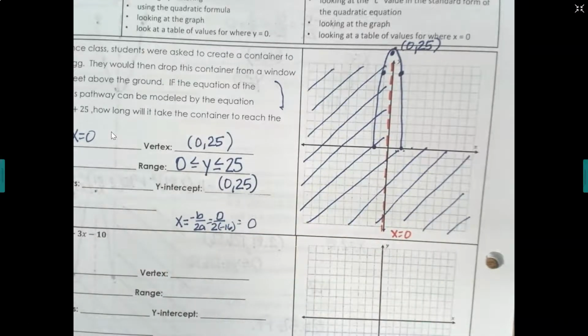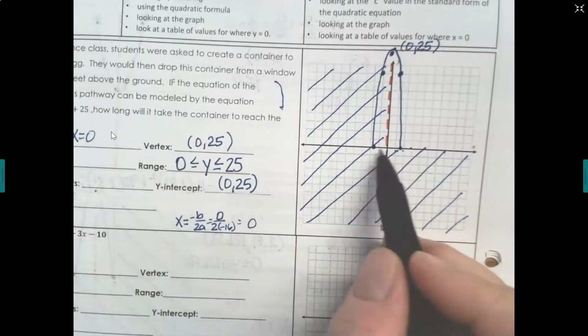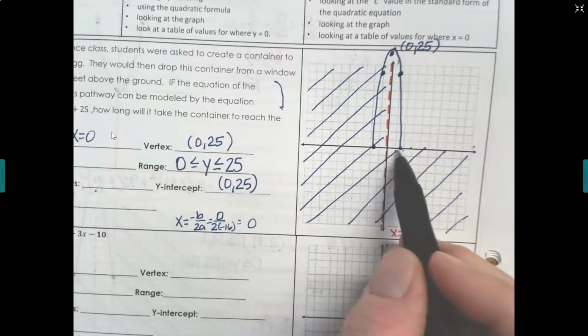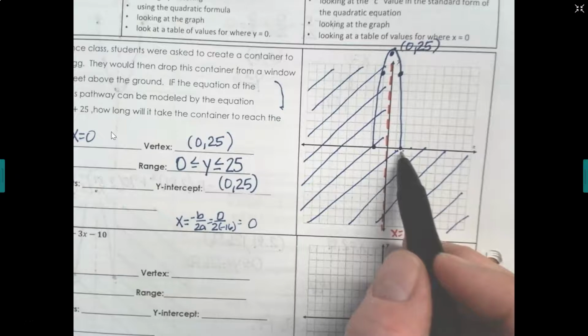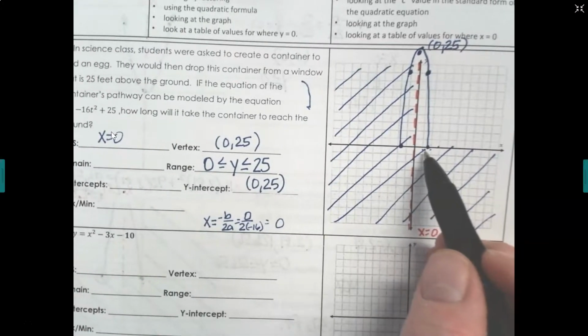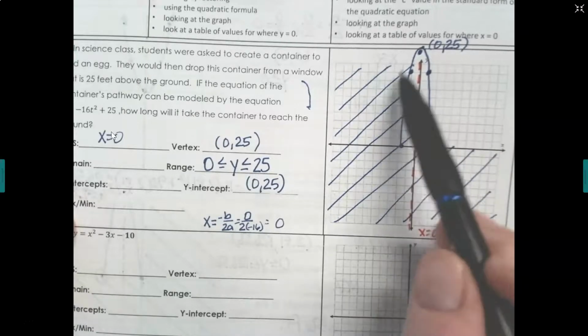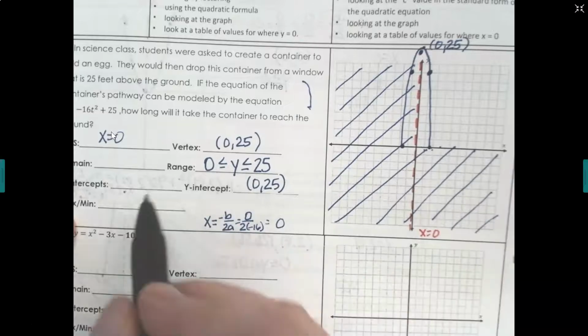Our x-intercept, where the graph hits the ground, is really what we're looking for. And these are not pretty whole numbers. They happen between numbers. We're going to have to use the quadratic formula to get those numbers. Well, let's answer some of these other things first. There's one other thing that we can answer right away, and that is, do we have a maximum or a minimum? Well, we're opening down, so we have a maximum.